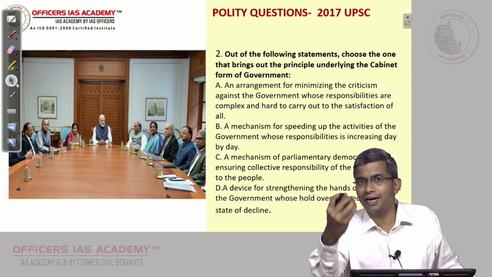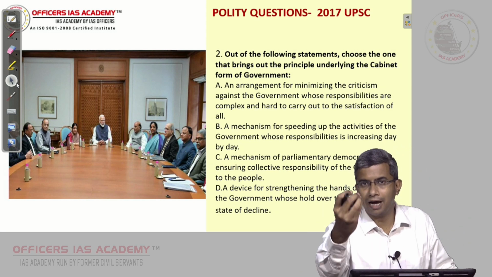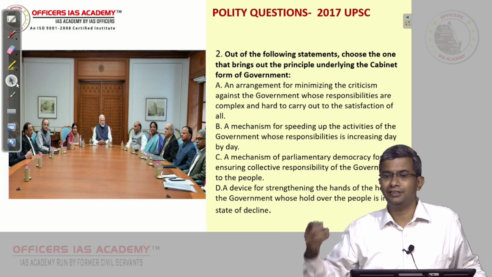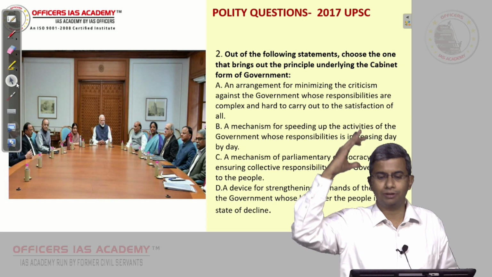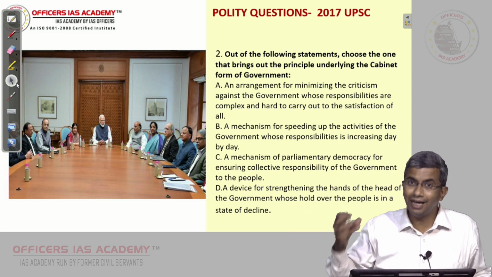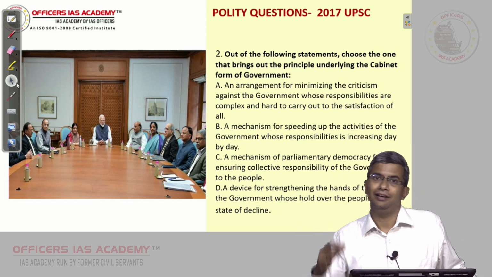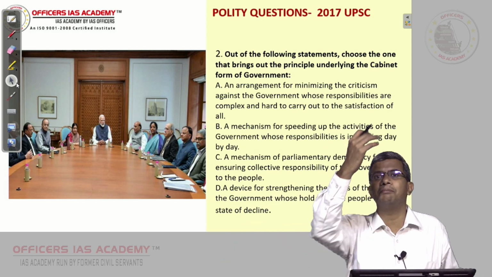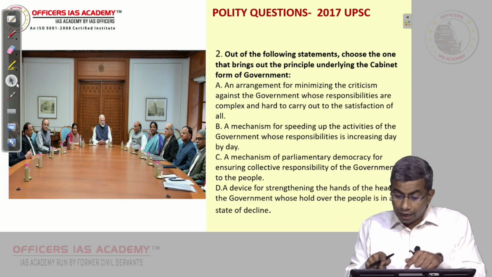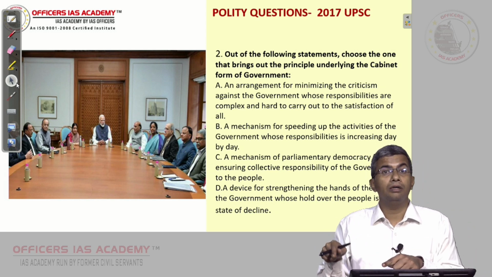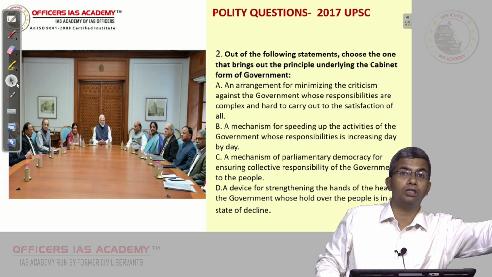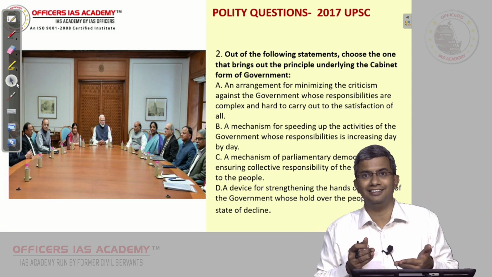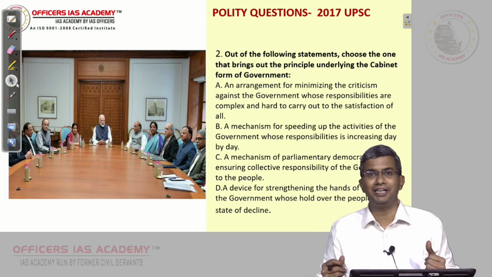The principle underlying cabinet form of government or parliamentary democracy is that the Council of Ministers are collectively responsible to the Lok Sabha in India. But Lok Sabha is ultimately the will of the people, because people elect the members of Lok Sabha. So, don't think collective responsibility of the government to the people, collective responsibility is only to the Lok Sabha. This is not a direct statement from the constitution that is being tested. This is the underlying principle that is being tested.